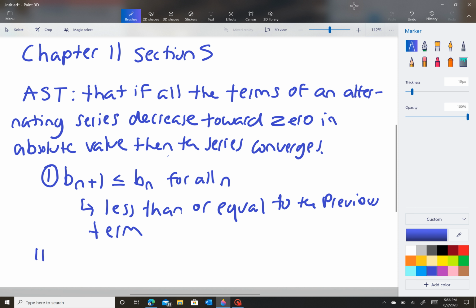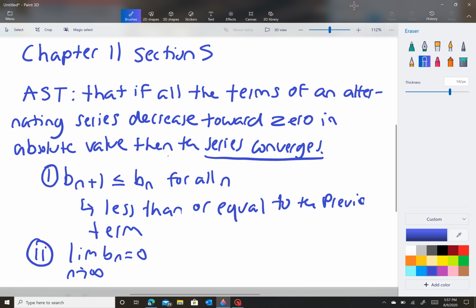Now I'm going to go to the second condition, which is simple. The limit as n approaches infinity of b sub n equals 0. So b sub n must equal 0 when you're taking the limit as n approaches infinity. These are the two conditions that make an alternating series convergent. So now that we have a little bit of what an alternating series is and the conditions of the alternating series test, let's start doing some problems.